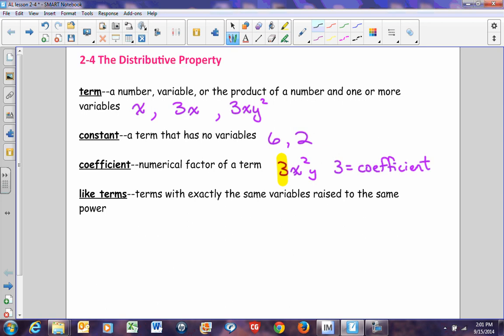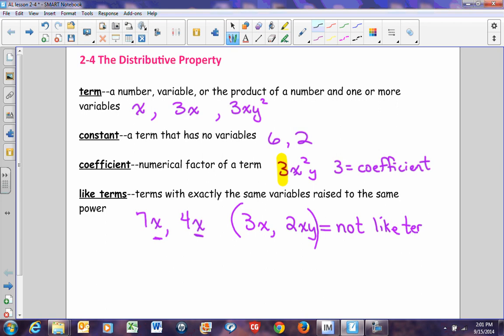And last but not least, we have like terms. Those are terms with exactly the same variables raised to the same power. For example, 7x and 4x are like terms. They both have x raised to the first power. But 3x and 2xy are not like terms. Okay? These are not like terms because one has an x and one has an xy. In order to be like terms, they have to be the same variable raised to the same power.